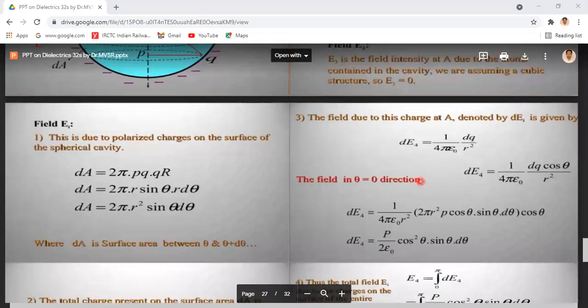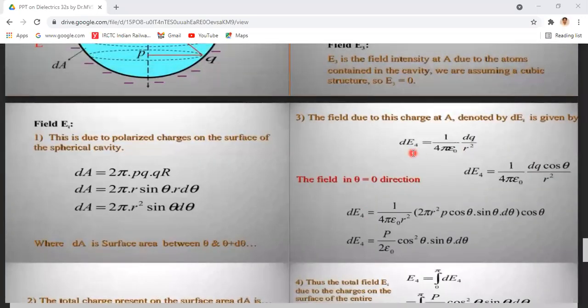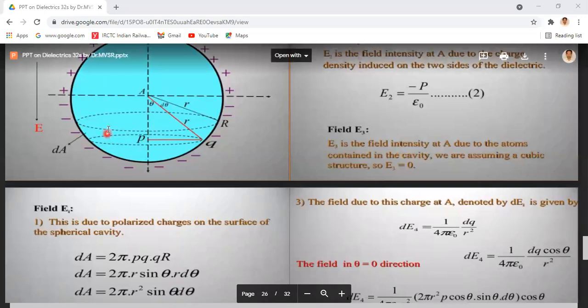Now coming to the third point: the electric field dE4 due to this area dA, because the charge existing on this area dA is dQ. From that charge dQ, how much electric field comes? That is the intensity of electric field dE4 because of the charge dQ existing on the surface area dA. The intensity of electric field is normal to that surface area. Instead of the normal, we take the parallel component, the component parallel to E bar, which is dE cos theta.